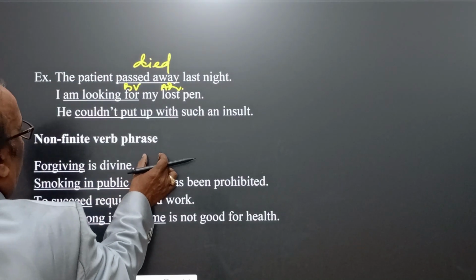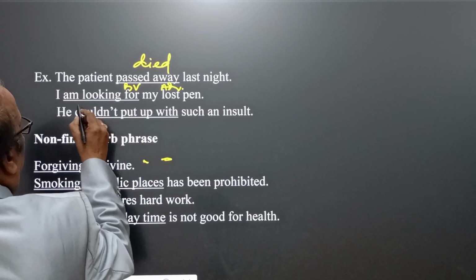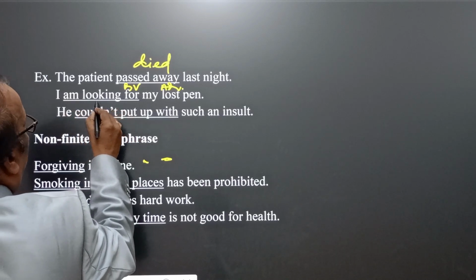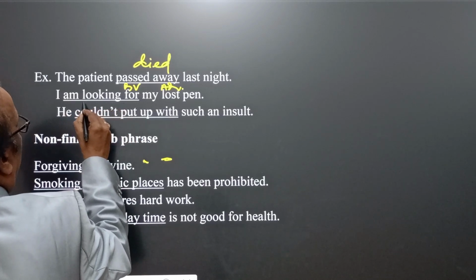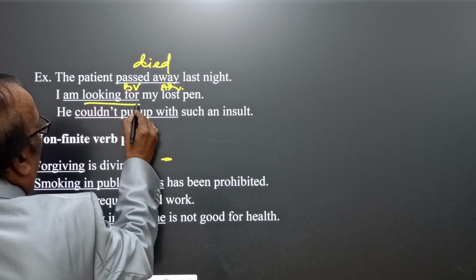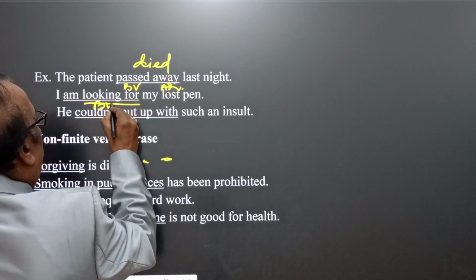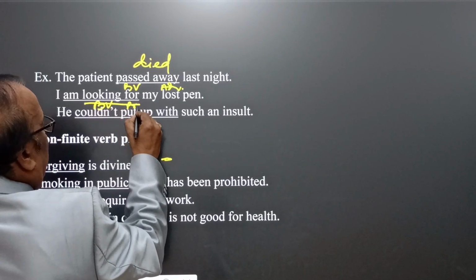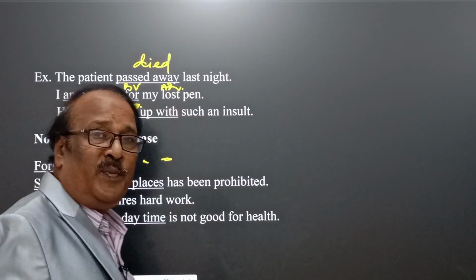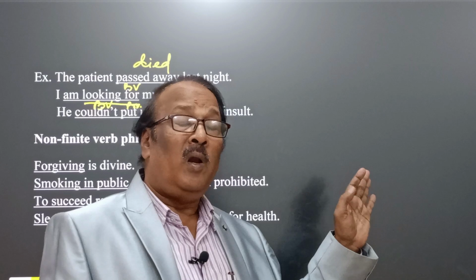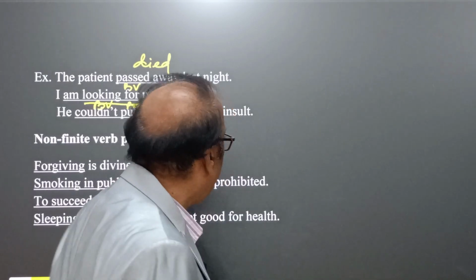I'm looking for. Yes, you see, I am looking for. Here we find the phrase looking for, look for, my lost pen. Look is the base verb, and for is a preposition, my lost pen. So I am looking for means I am searching for my lost pen. I have lost my pen, and now I am searching for that lost pen.